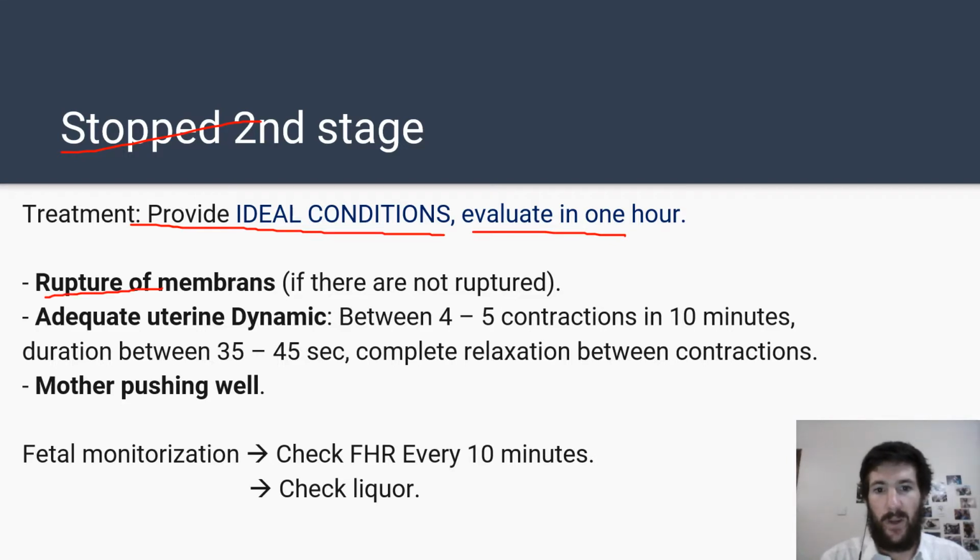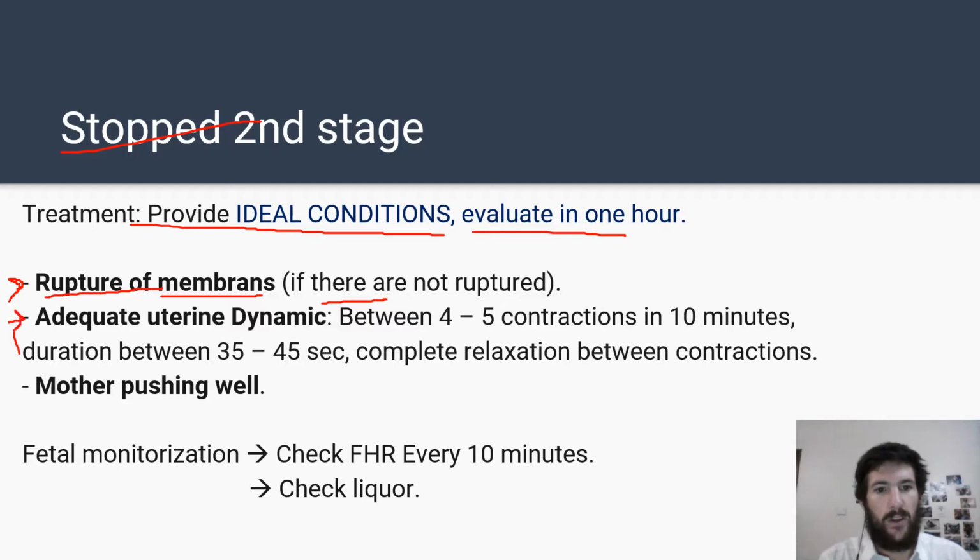The rupture of the membranes, if they are not ruptured. Most normal deliveries have the rupture of membranes at 6 or 7 centimeters, so it's very unusual to have a mother at 10 centimeters without membrane rupture. But it's important to remember because maybe it can happen. So one of the conditions is the rupture of the membranes.